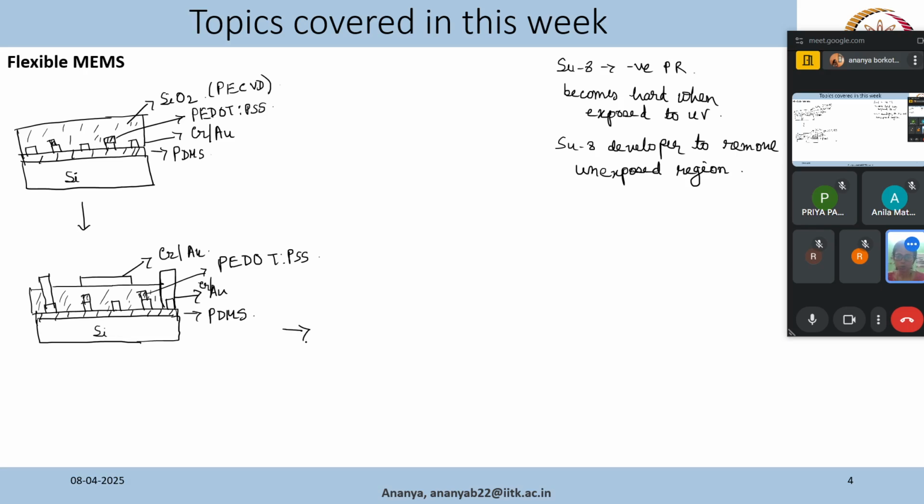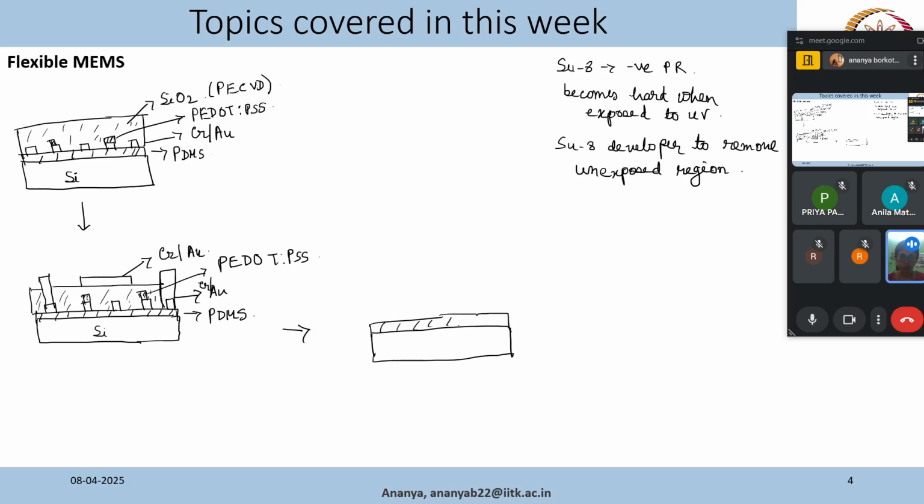So we will make an SU8 pillar, and on top of that we will make this gold coating to make an electrode, because ultimately we want metal to make an electrode. Okay. So what will be our final structure?